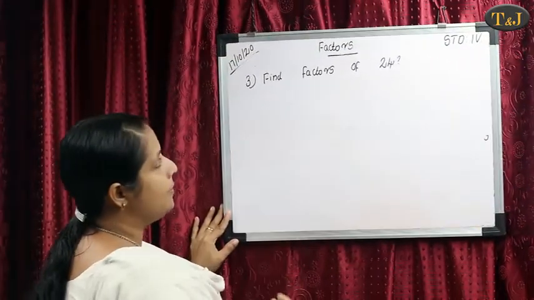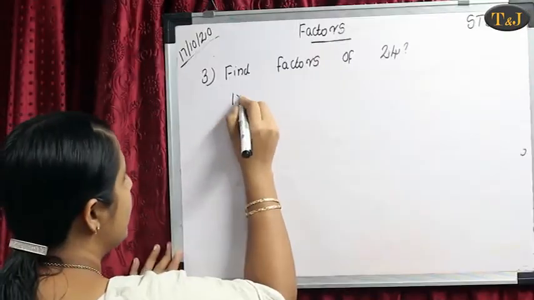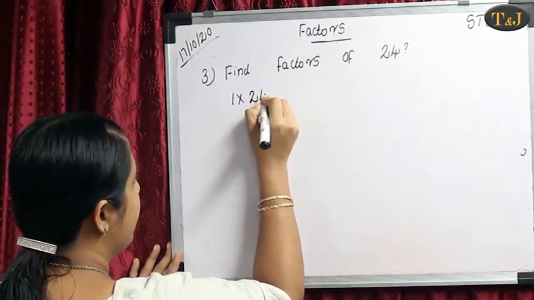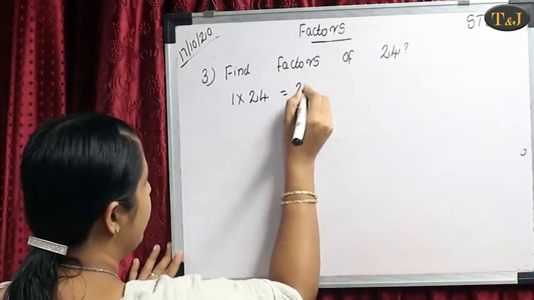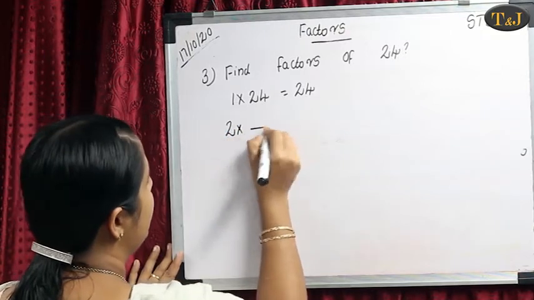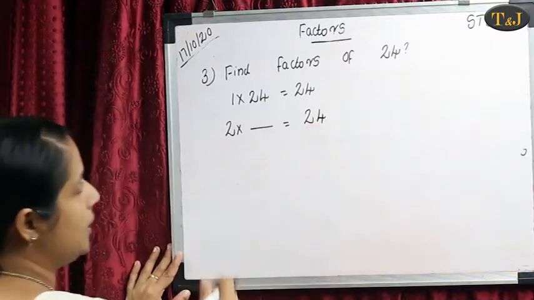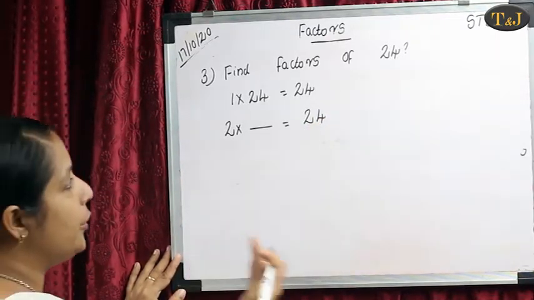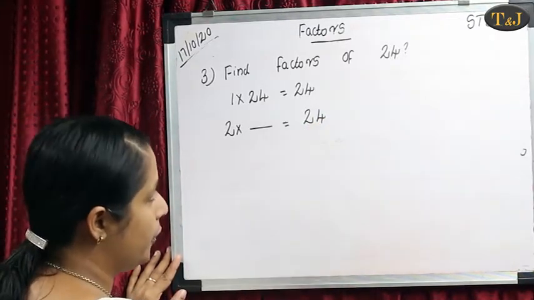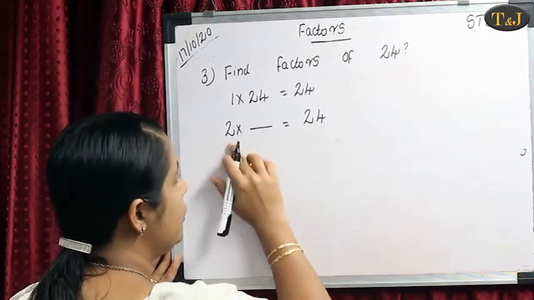Then our third example, find the factors of 24. First we write 1 and 24. 1 multiplied by 24 equals 24. Then take the 2's table. In 2's table, we do not know how to get 24. In that case, we use division. That means 24 divided by 2.